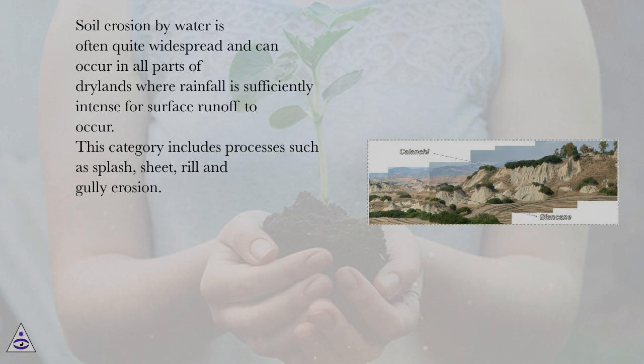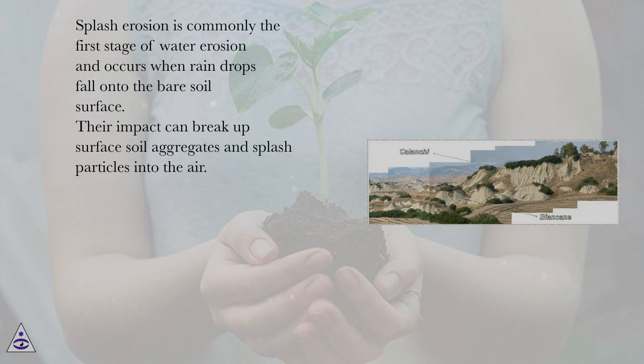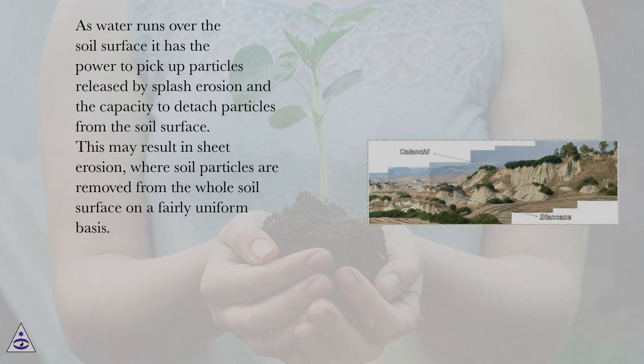This category includes processes such as splash, sheet, rill and gully erosion. Splash erosion is commonly the first stage of water erosion and occurs when raindrops fall onto the bare soil surface. Their impact can break up surface soil aggregates and splash particles into the air. As water runs over the soil surface, it has the power to pick up particles released by splash erosion and the capacity to detach particles from the soil surface.